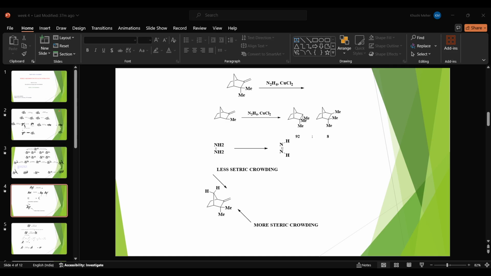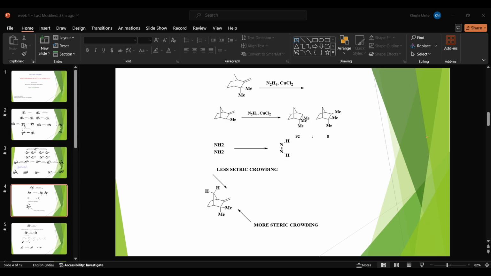Yes, it will take time, and we will see if it is possible. How will it form? What will be the general reaction? Here we have copper chloride. Because of this copper chloride, the N2H4 will be converted to the corresponding N2H2, which we call diimide.